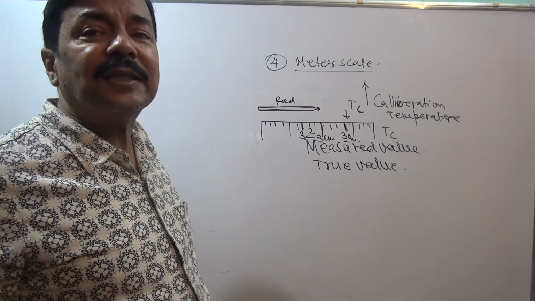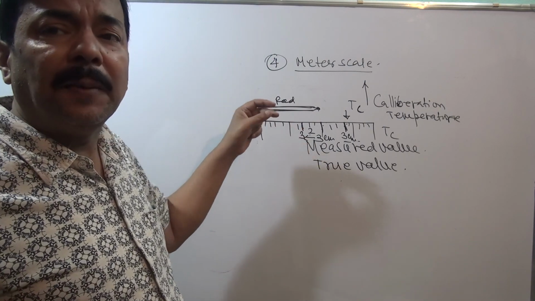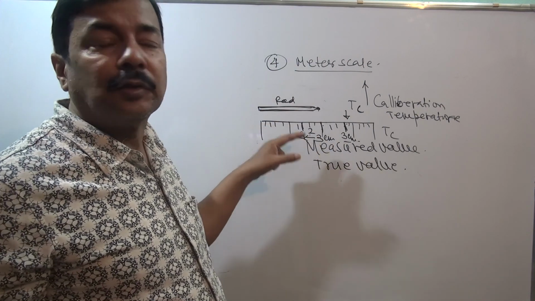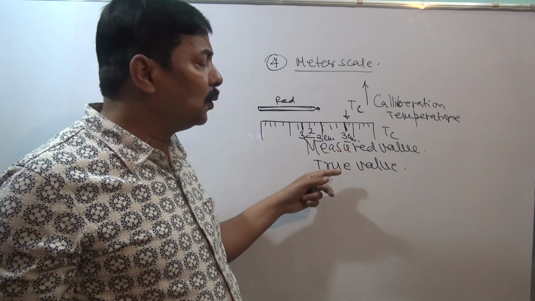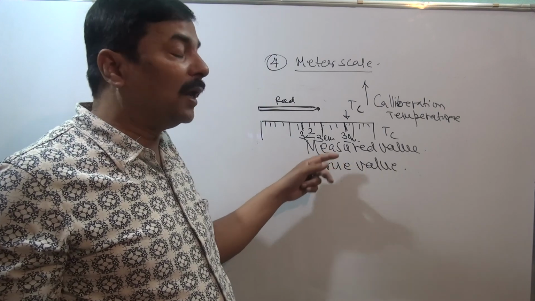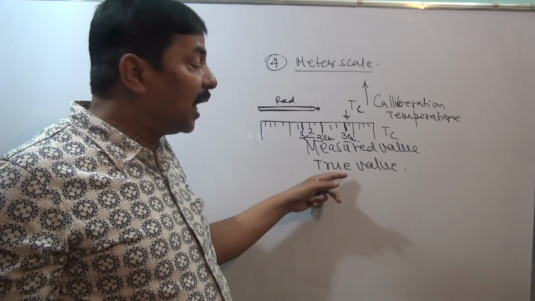So these things can be understood very well, and this can be understood in a better way when I use one example to explain this concept. So let us take an example to understand. One is the measured value, one is the true value. The measured value can be greater and also less than the true value.